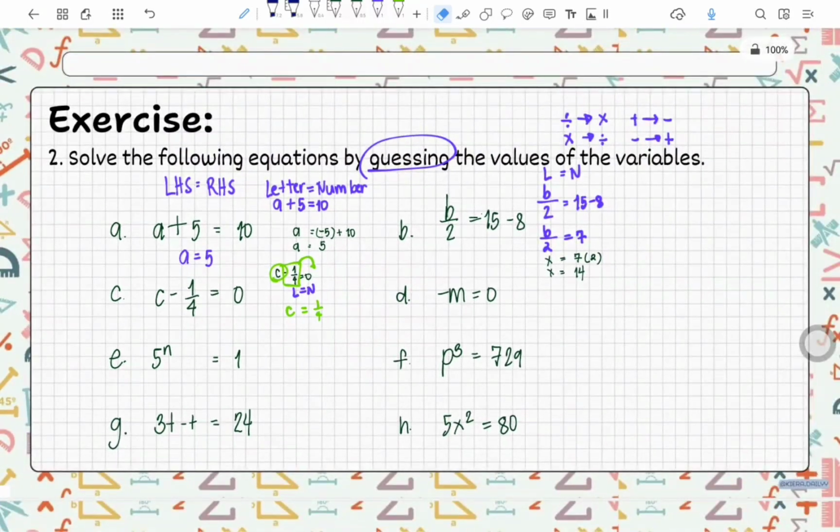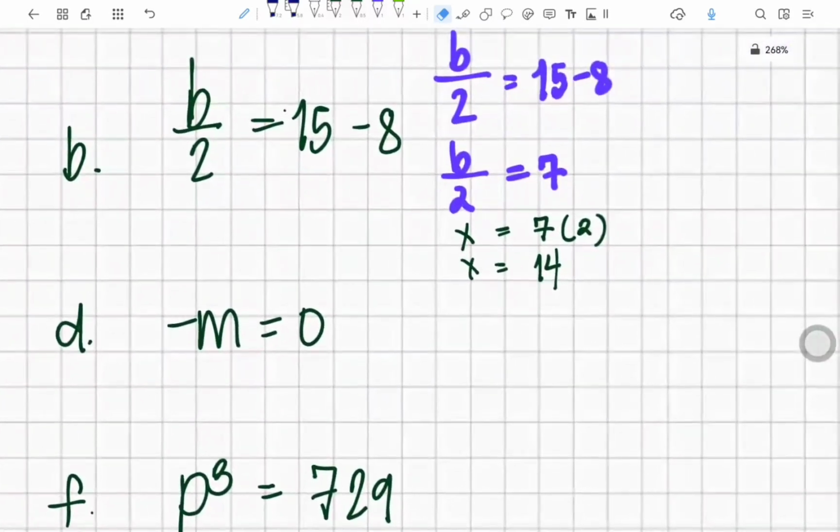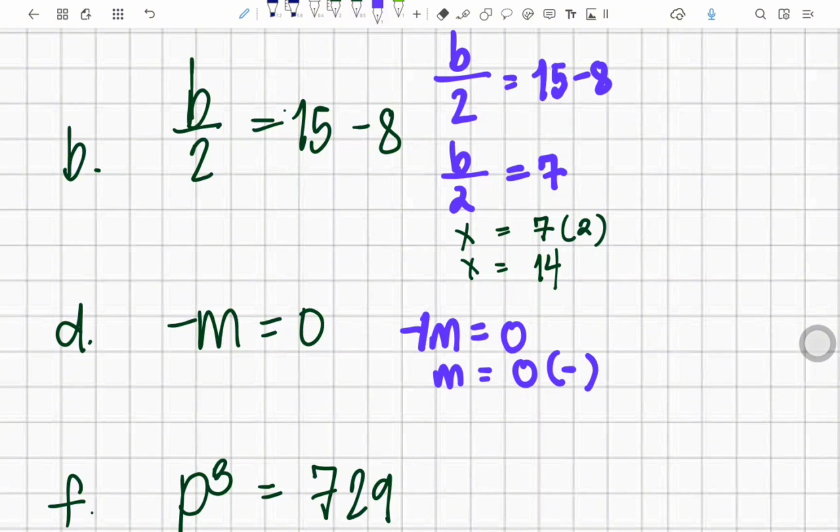Okay, in letter D, you have negative m is equal to 0. Now what is m? Well, 0 is not a positive integer or a negative integer, meaning 0 is neither positive or negative. So what is m? We can write it also as 0. Why? Because of your negative m. Since that is negative, we can multiply 0 by a negative as well, because we need to cancel out the negative sign. So m is equal to 0 times the negative, or that is negative 1.